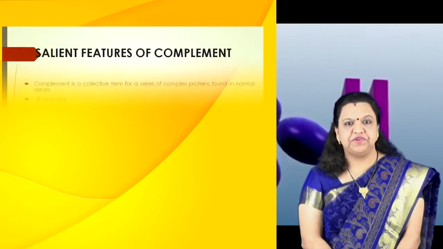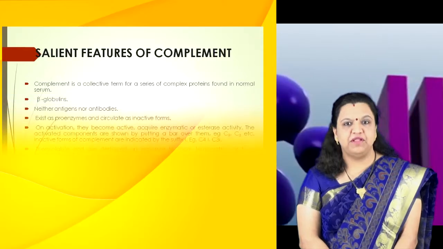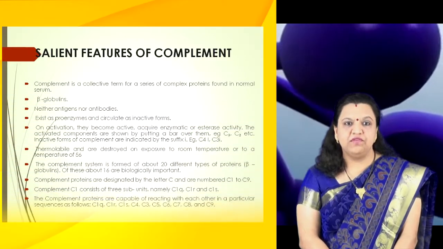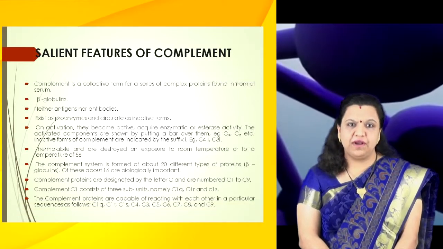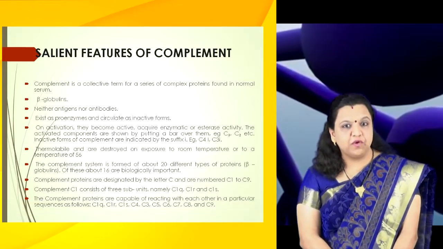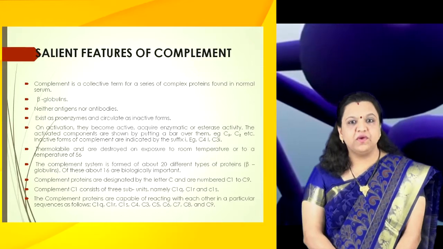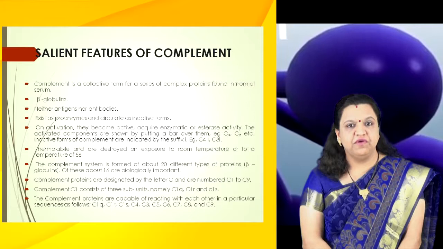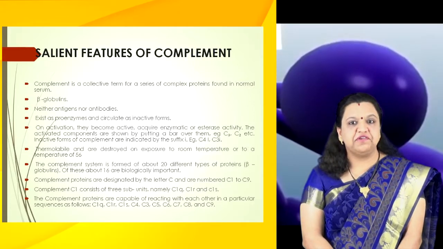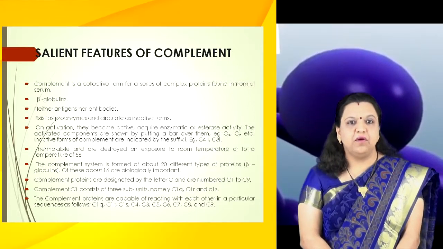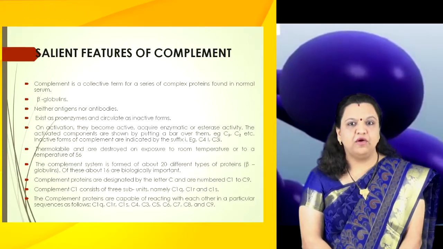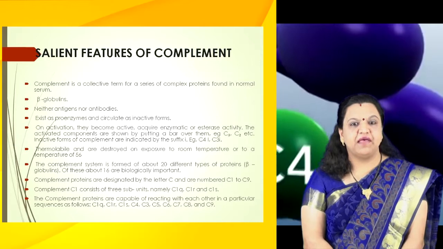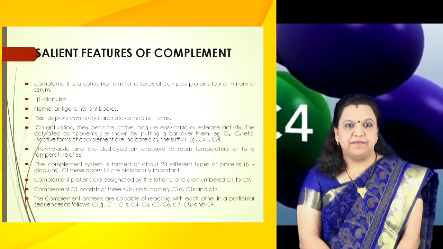Complement is a collective term for a series of complex proteins found in normal serum. They are beta globulins. They are neither antigens nor antibodies. They exist as proenzymes and circulate in inactive form. On activation, they become active and acquire enzymatic or esterase activity. The activated complement is shown by putting a bar over them, whereas the inactive forms of complement are indicated by a suffix i with them.